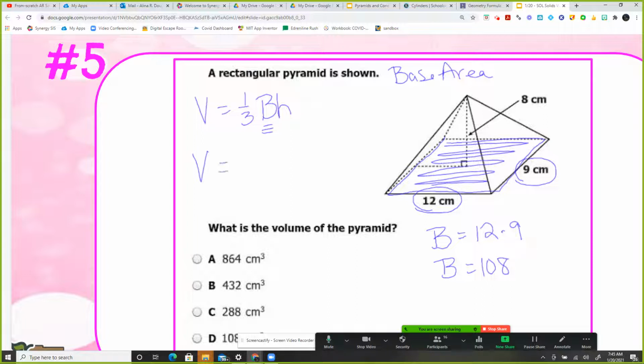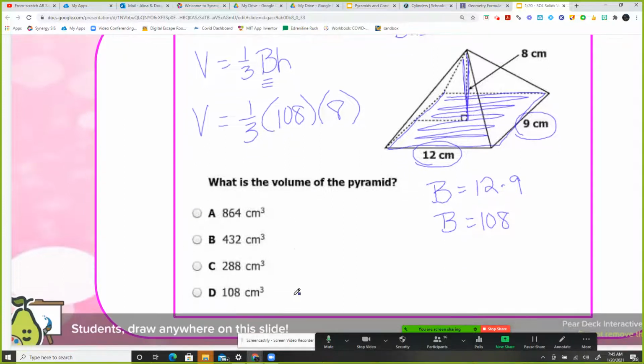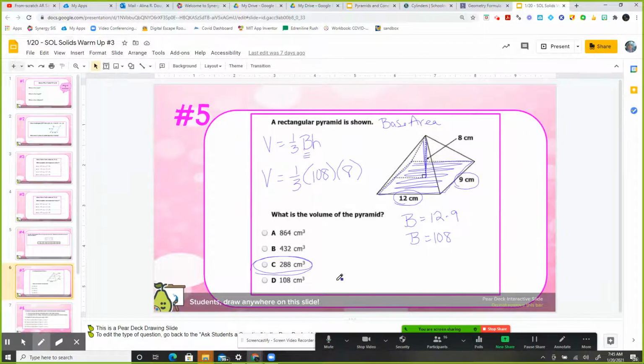So volume of that pyramid is going to be 1/3 times 108, and then times the height. Here the height is given to us. That's very convenient because sometimes it's not. So now in your calculator, 1/3 times 108 times 8. Which answer choice did we get? I got C as well. Excellent. Those problems, you just have to reference the formula sheet.